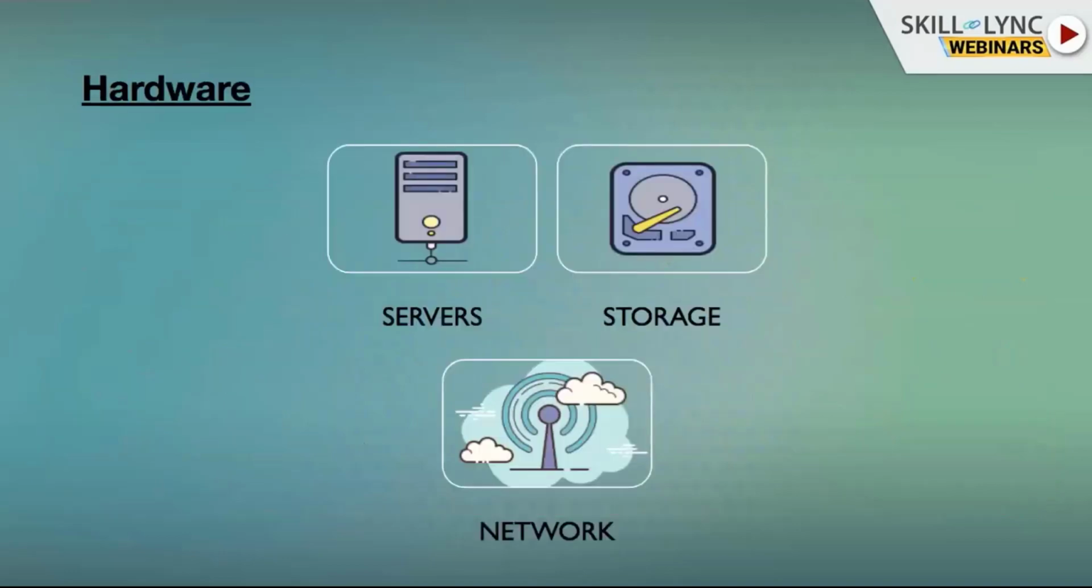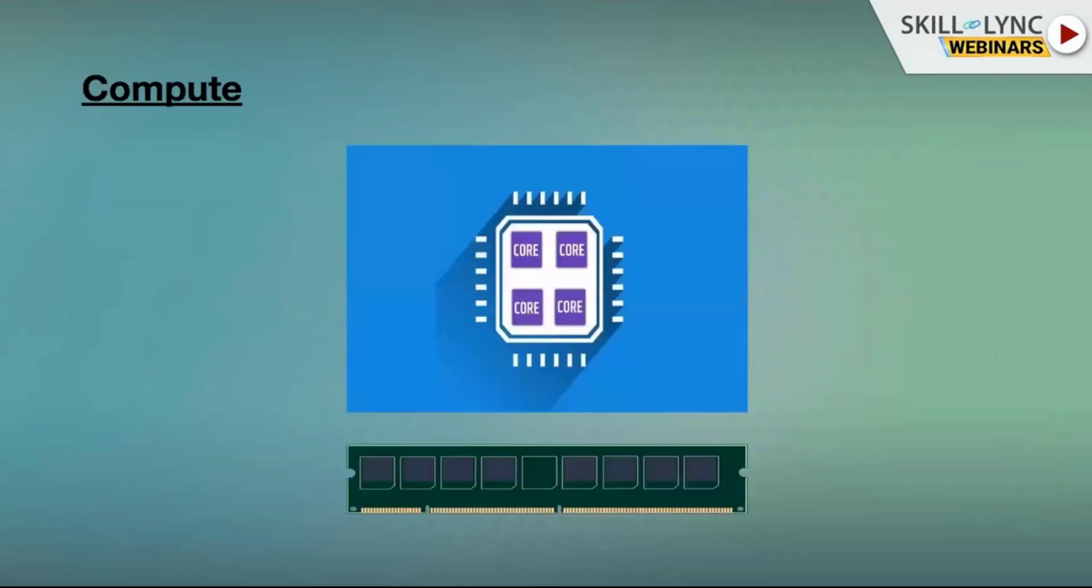Next is hardware, right? Under hardware, we have servers, storage, and network, right? So let's say, what is a server? A server is essentially a compute resource, right? So it has cores and it has memory, right? Now, what does this do? The cores help you in processing the information, and the RAM provides the required memory for functioning of the processing, right? So there are different types of compute resources.